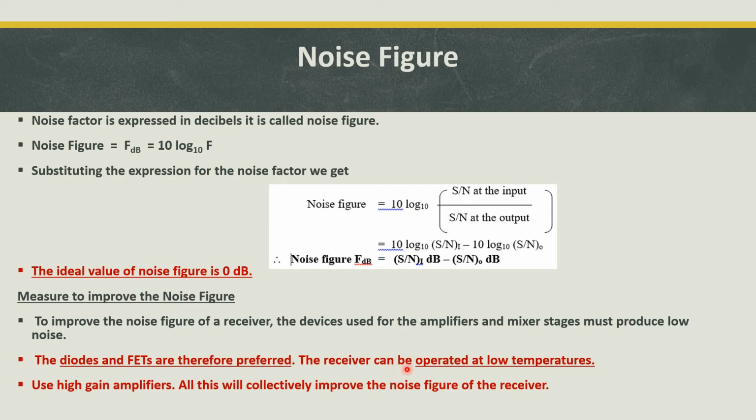The receiver can also operate at low temperature. The thermal noise domination is because of the temperature, so if the temperature is less, the noise generated internally will reduce. Use a high gain amplifier. All this will collectively improve the noise figure and factor at the receiver side.